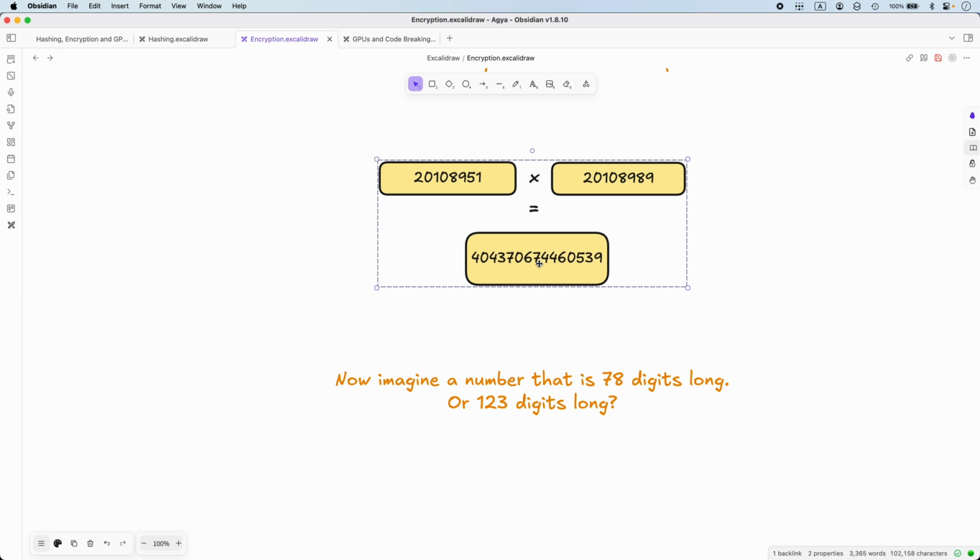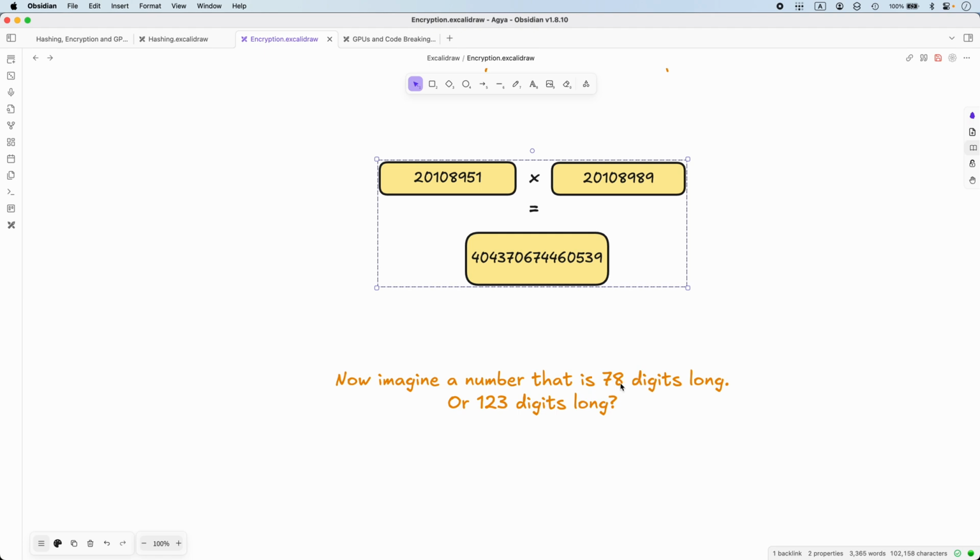What I mean to express is it's difficult to write an algorithm which can very fast, very easily decompose a large number into its composing factors, right? Now this is just, I think, 15 numbers, right? 15 digits. Now imagine a number that is 78 digits long or 128 digits long.